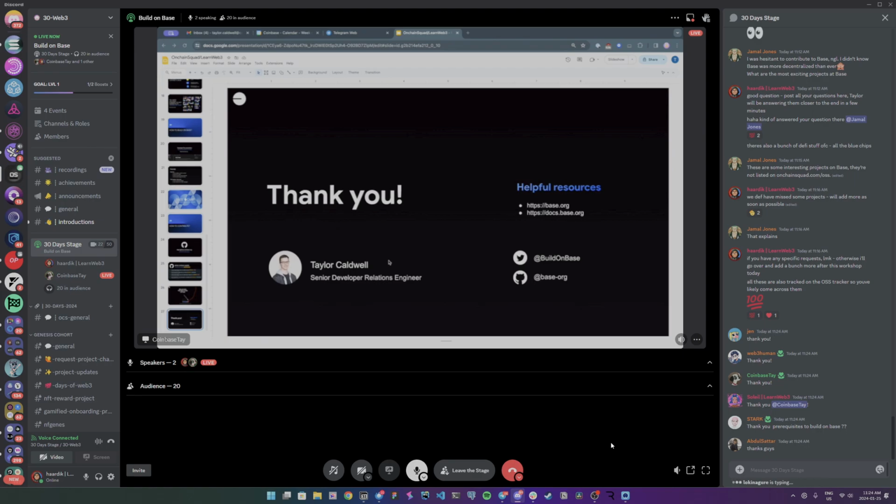So prerequisites to build on Base, there may be prerequisites like setting up your environment. So things like your node version, stuff like that. All of that's outlined in our tutorials and guides on what specific versions you'll need. But if you've done Ethereum or EVM chain development before, a lot of the requirements will be the same with regards to Base.